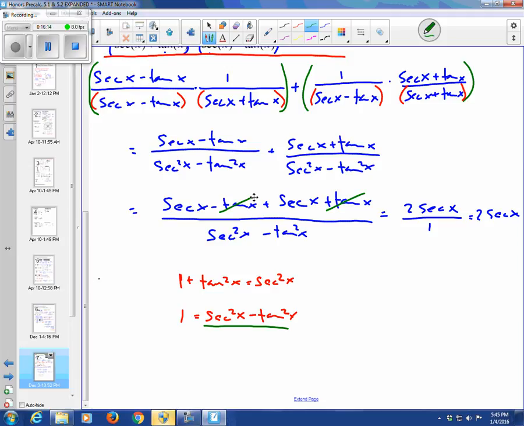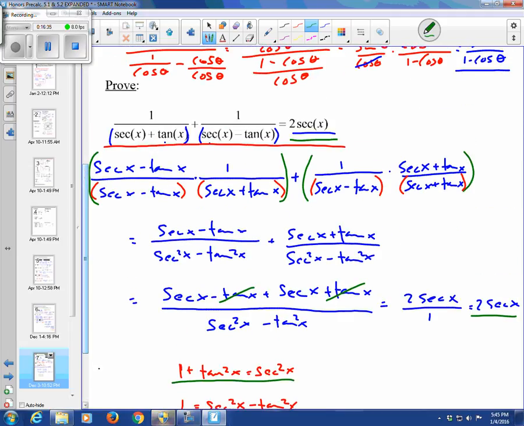And in the denominator, we've got secant squared x minus tan squared x. And if we manipulate that second Pythagorean identity by subtracting tan squared x from both sides, we get 1 equals secant squared x minus tan squared x. So that gives us 2 secant x over 1, or just 2 secant x. And that is our target expression. So that's the proof portion of the video.